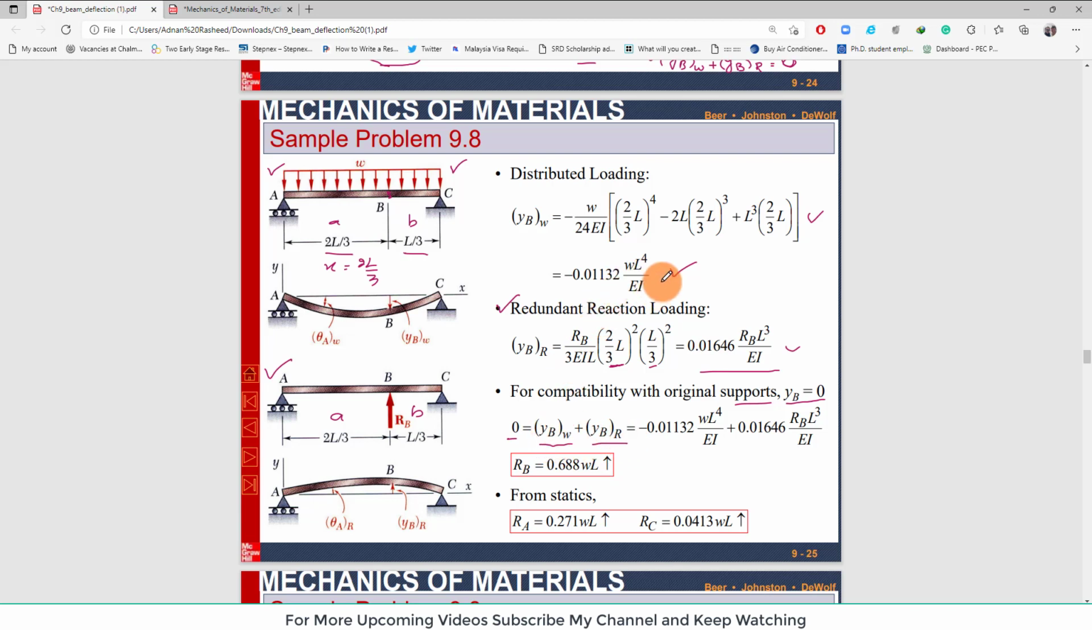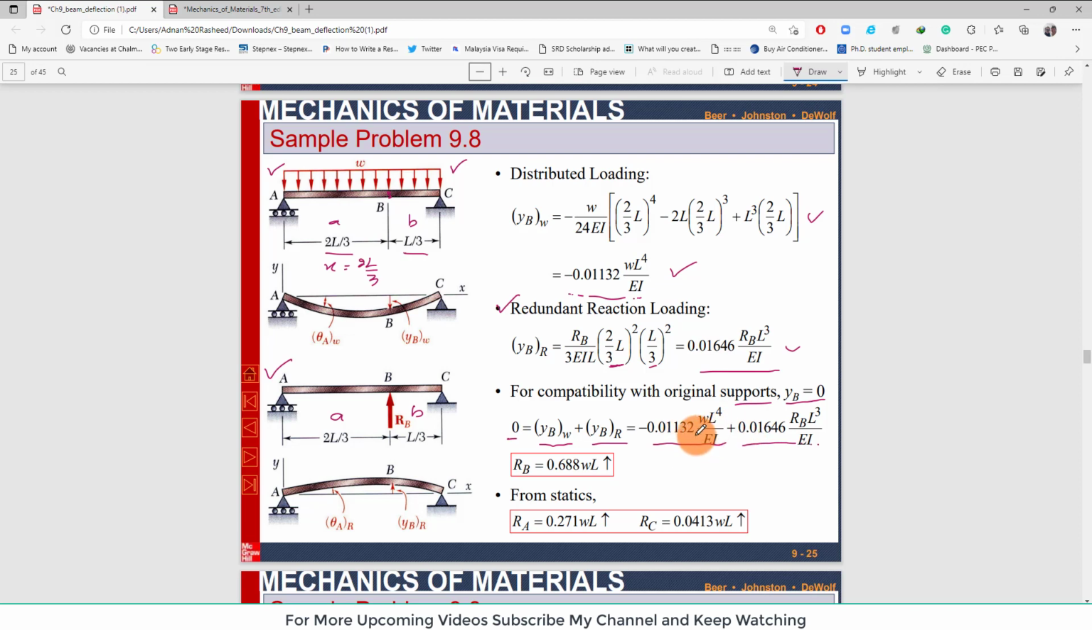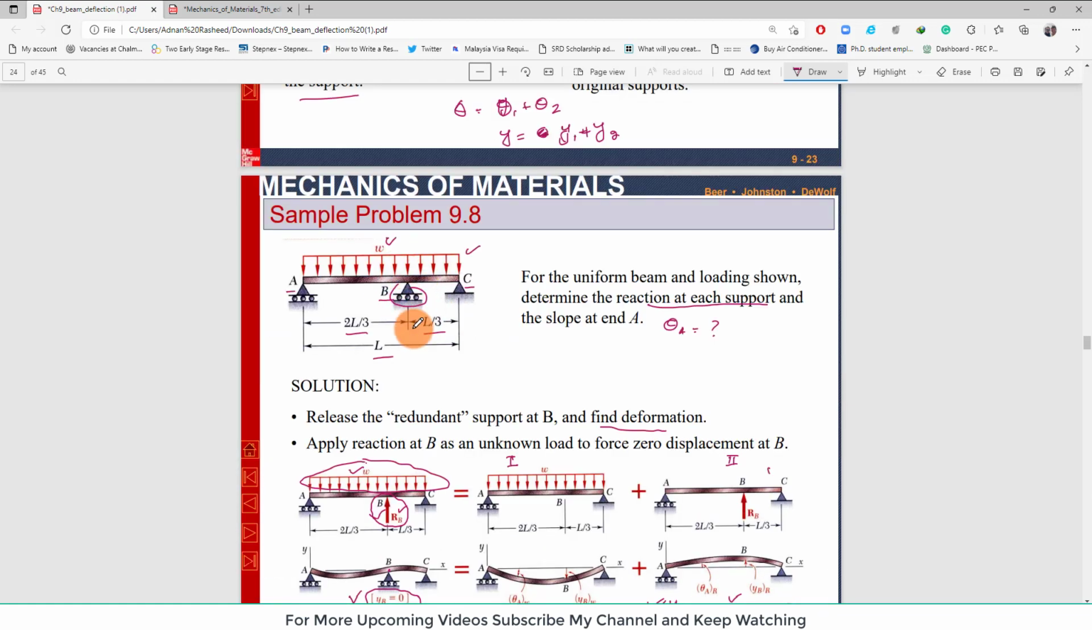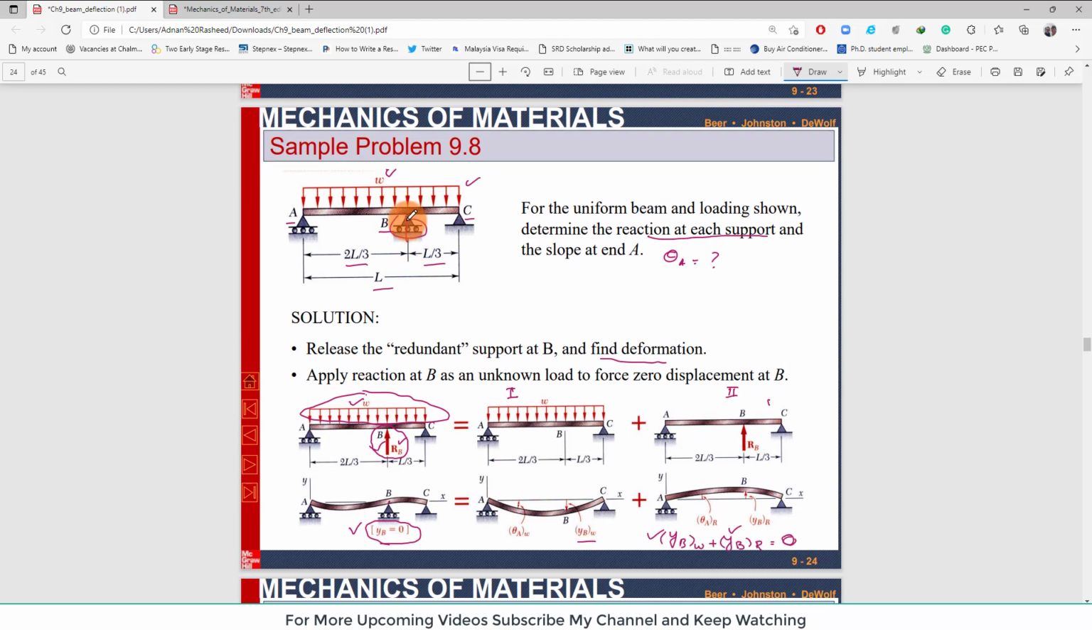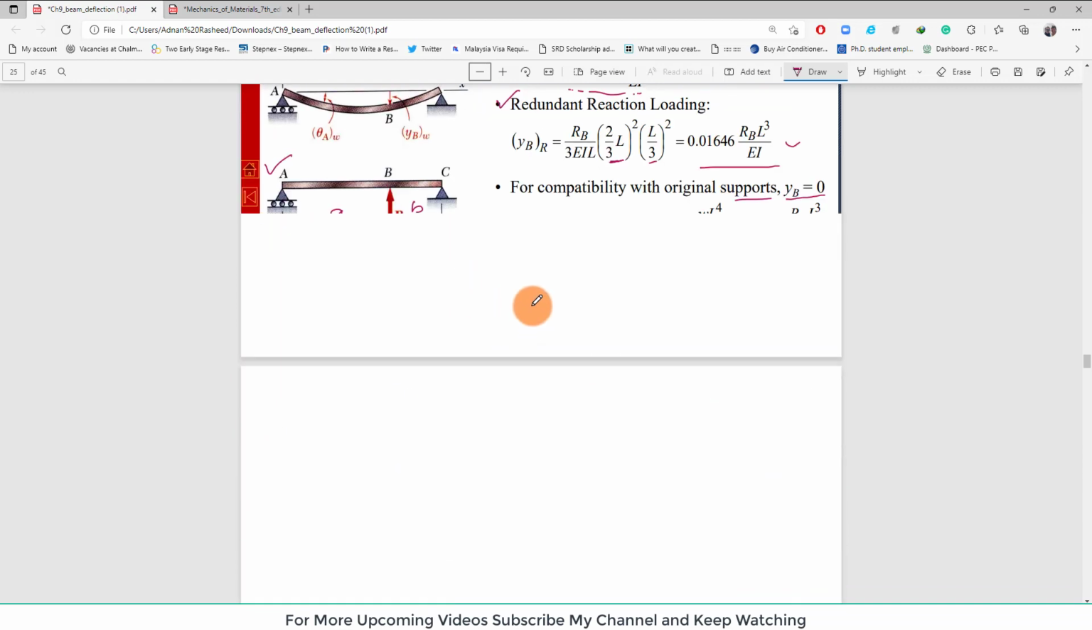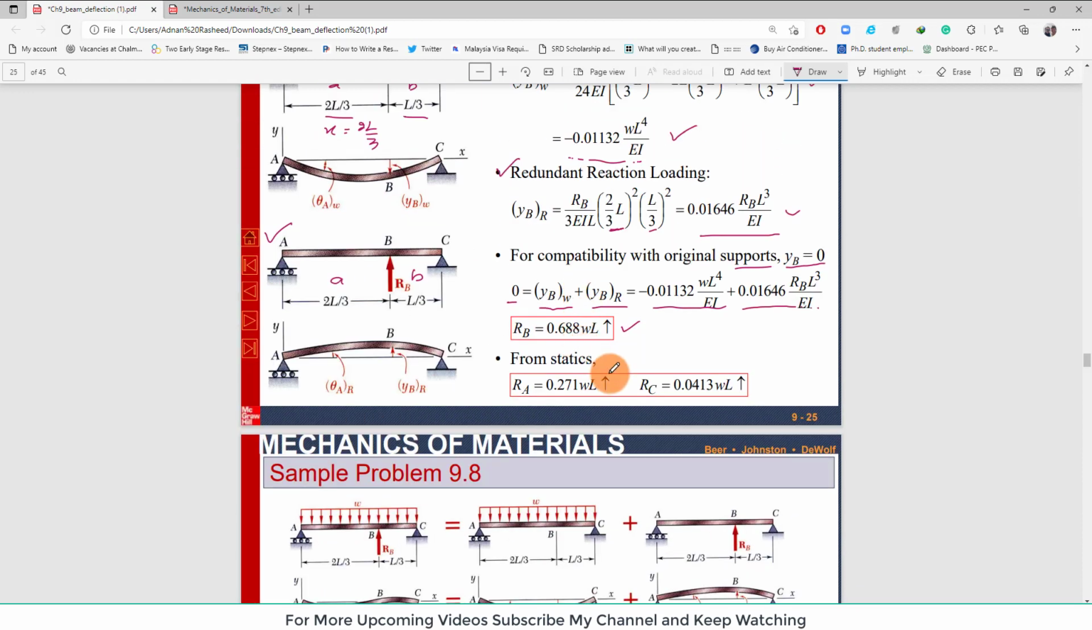Deflection due to loading W is this one. Clear? That is mentioned. And deflection due to reaction forces is this one, and this is this one. So when you add them or when you solve this equation, you will get the reaction force at point B. Clear? Now you have the reaction force at point B. So we can use the equilibrium method further in order to find the reaction supports at RA and RC.